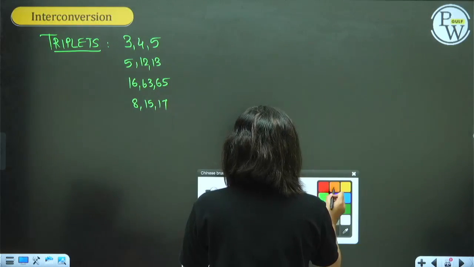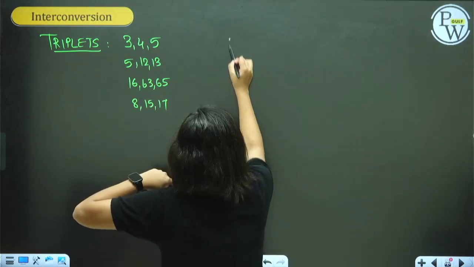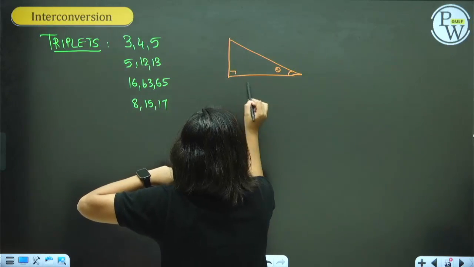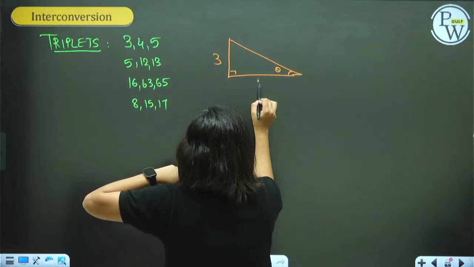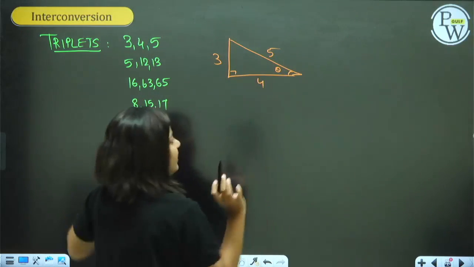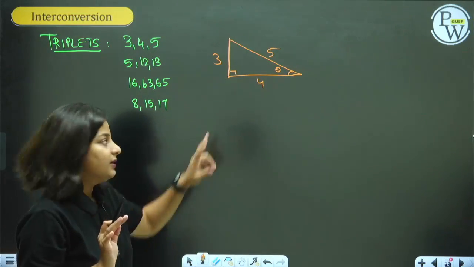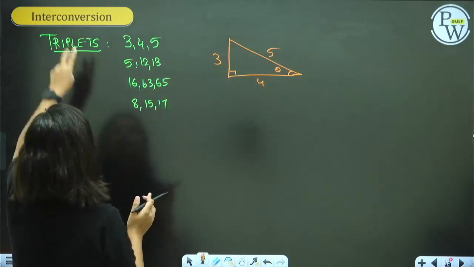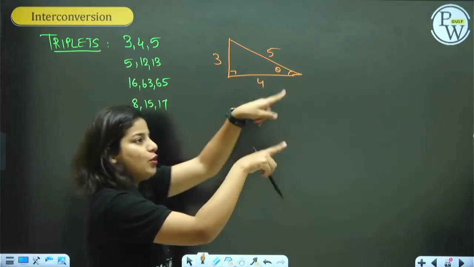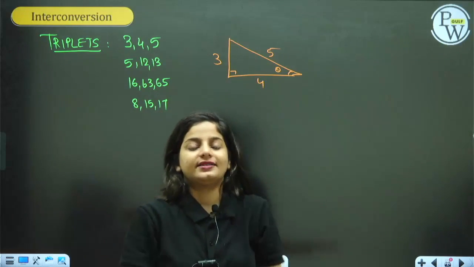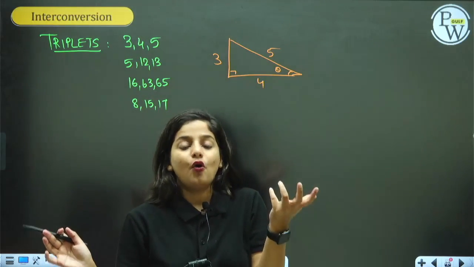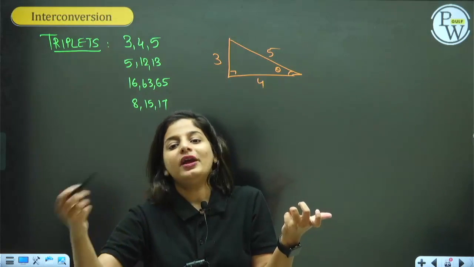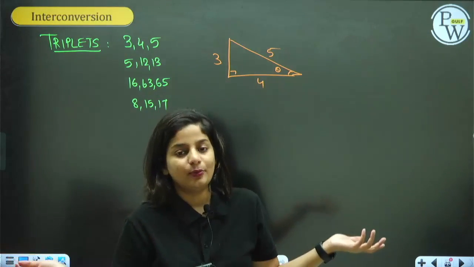For the first case, let's take this first triangle 3, 4, 5. All we are learning here, I generally refer to as the triangle method. Let's say this is your triangle given, 3, 4, 5. We are learning how to do interconversion: sine to cos, cos to tan, cot, tan, etc. If one of the inverse trigonometric functions is known to you, you should be able to convert it into any other trigonometric function.